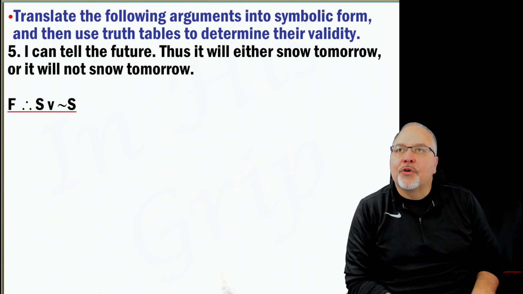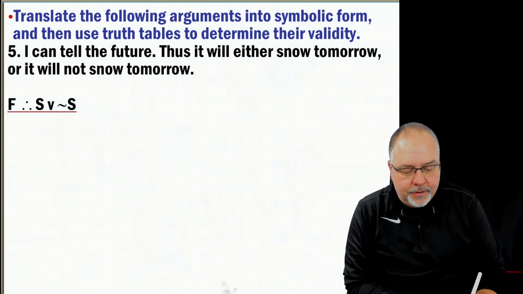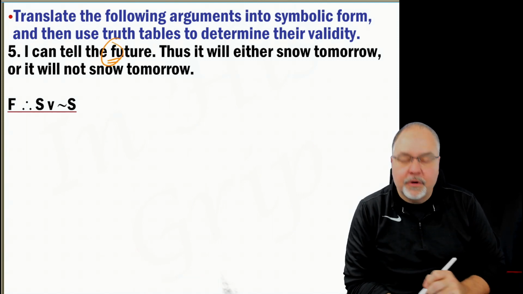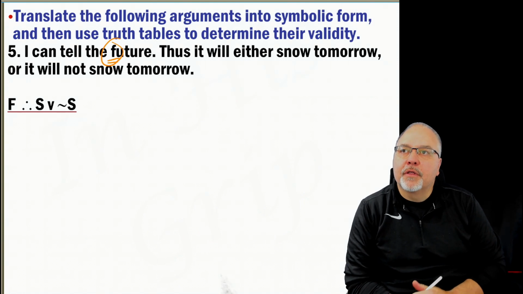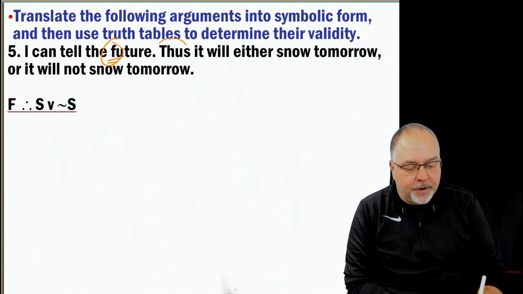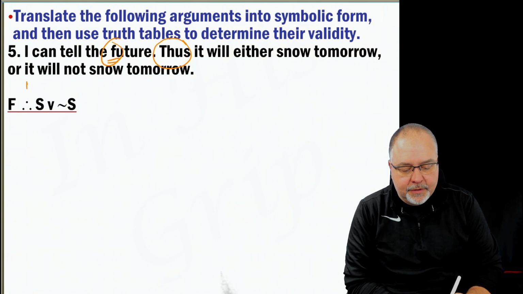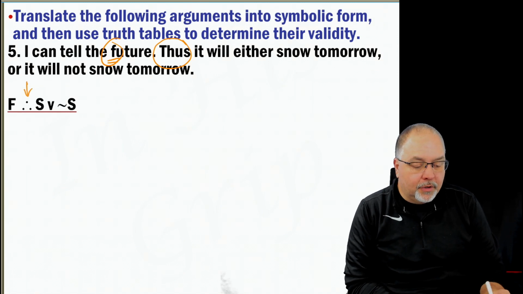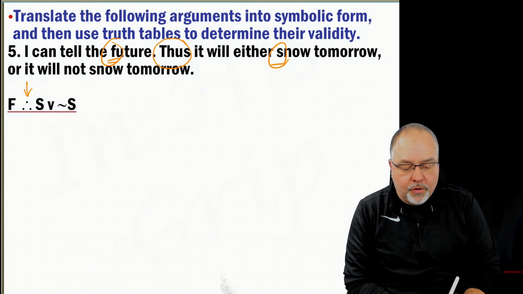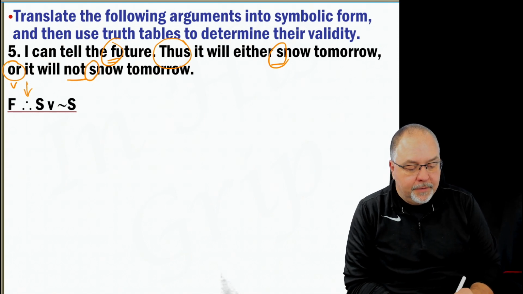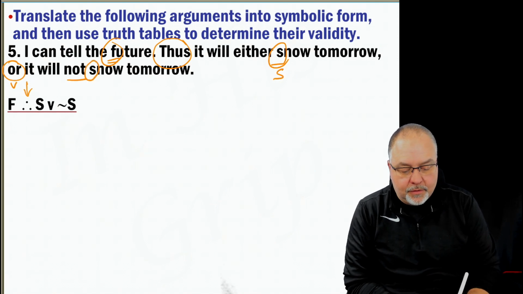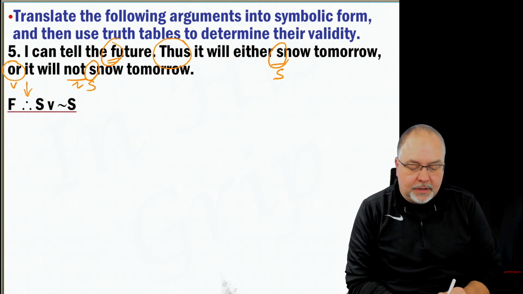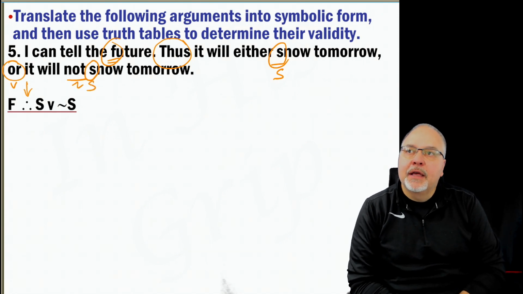F. So I can tell we used F for future, right? I can tell the future. Thus, or therefore, right? This is therefore, it will either snow, S, tomorrow, or, right, disjunction, or it will not snow, right? So S or not S, okay? And then so when I translate, I get F.